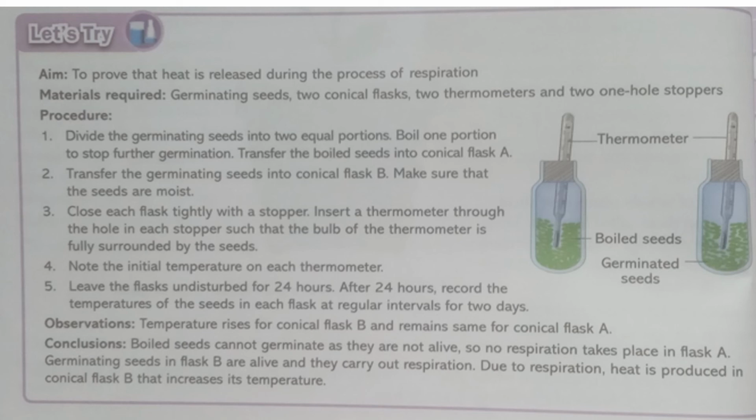So from this activity we can understand that heat is released during the process of respiration, because we know that the seeds also contain many cells, and inside the cells the respiration process is going on, and in the respiration process heat is released. That is why we can see in flask B heat is released, but in flask A heat is not released. Here the cells are dead, so if cells are dead, then no respiration will take place.